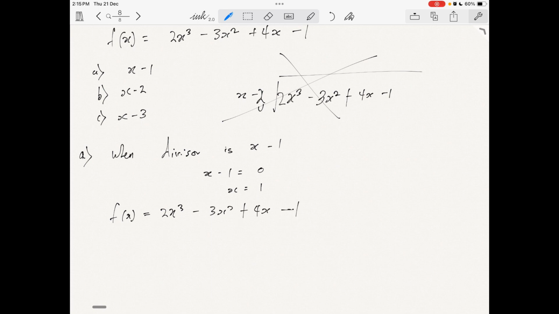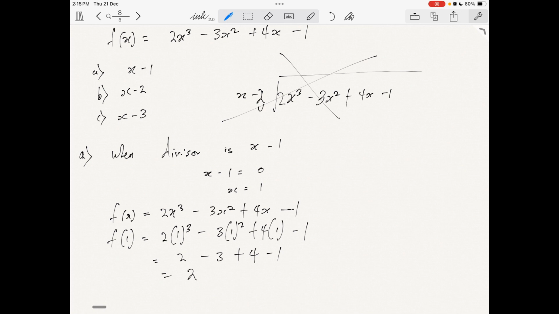We want to find the remainder when our divisor is x minus 1. So that means we're saying f of 1. We substitute x equal to 1: 2 times 1 cubed minus 3 into 1 squared plus 4 into 1 minus 1. So that will give us 2 minus 3 plus 4 minus 1, and this in total should give us 2.